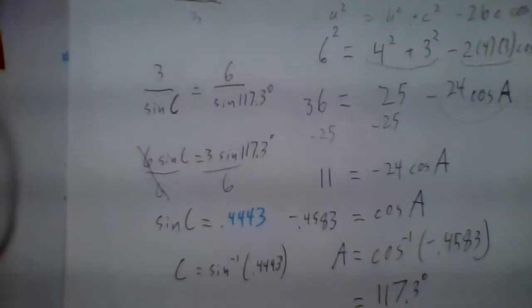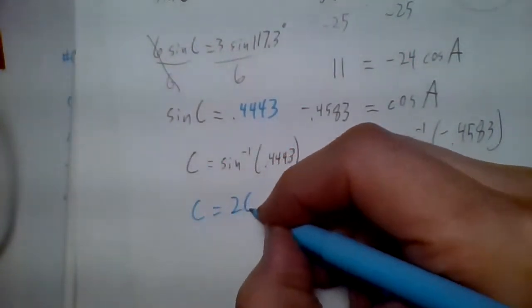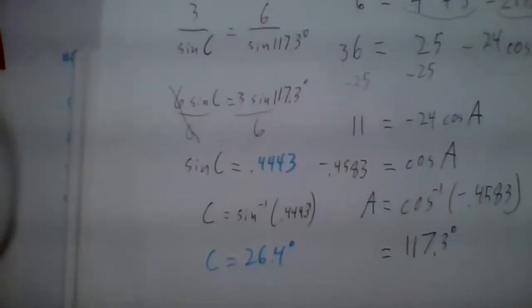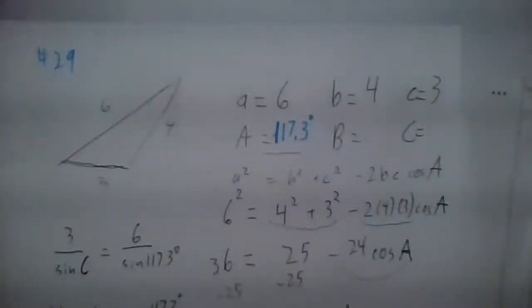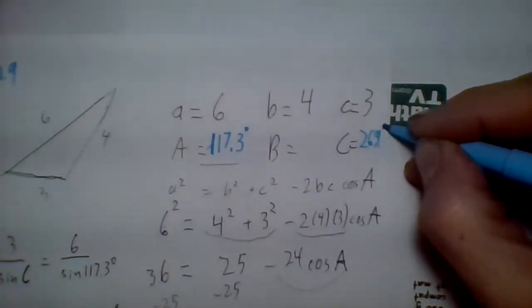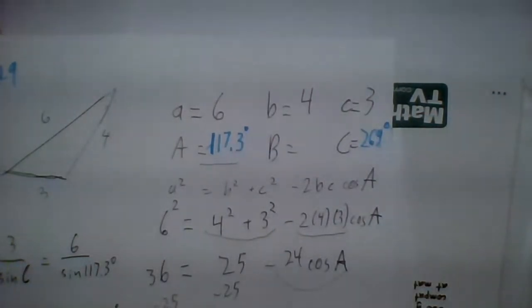I entered something in wrong, but let me see. Inverse sine of that should be, yeah, it's 26.4 rounded. Capital C is 26.4. That's my smallest side. And then 180 minus that, I can fill it in. So I got 26.4. I'm putting that here. The chart keeps track of these things nicely. And they don't add up to 180. They add up a little less than that.